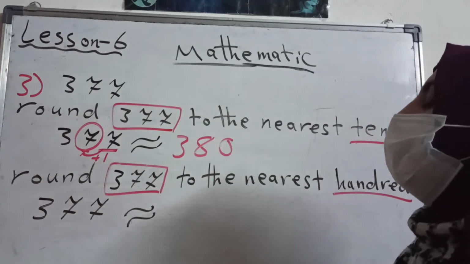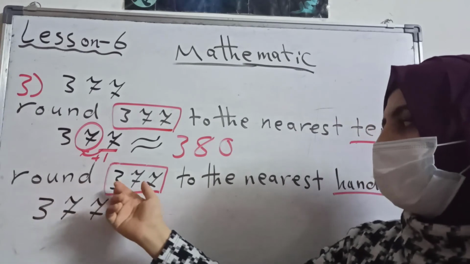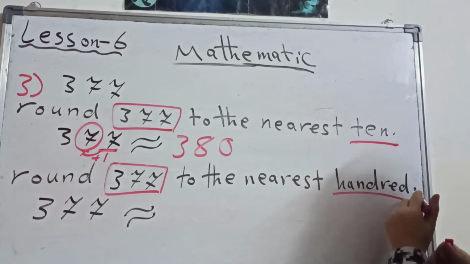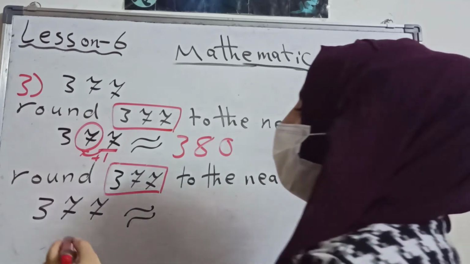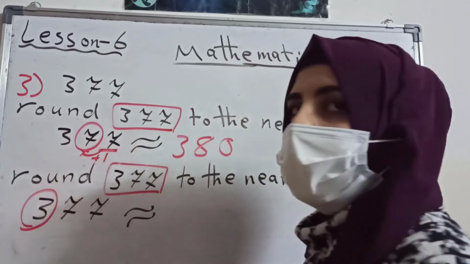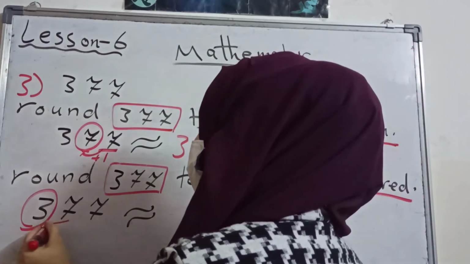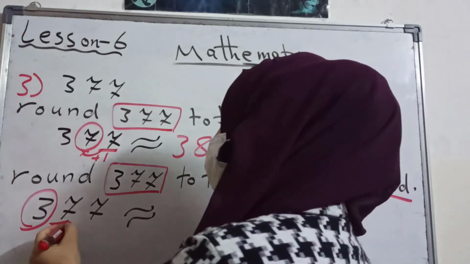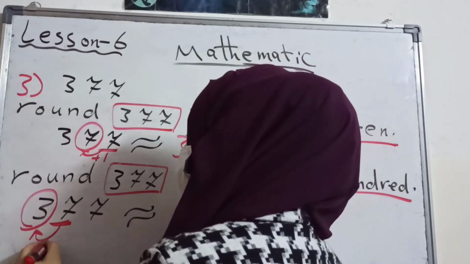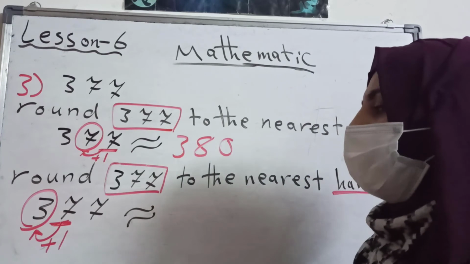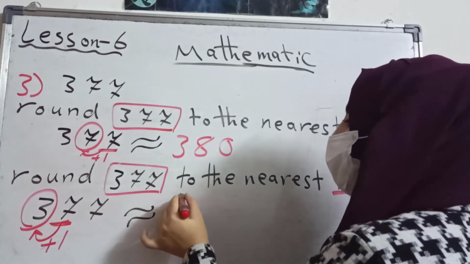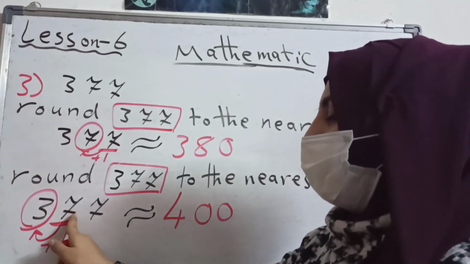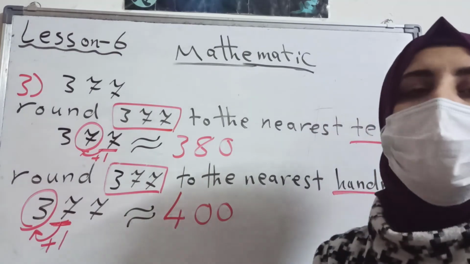Now students, the second time we round the same number 377 to the nearest 100. Then which one is 100? We have 3 in hundreds. Then we look at which digit? We look at the tens. We have 7 in tens and it's greater than 5. Yes students, we plus this 3 by 1. Then it's rounded to 400. Students, we have to write 400. Why? Because in tens we have 7 and it is greater than 5.